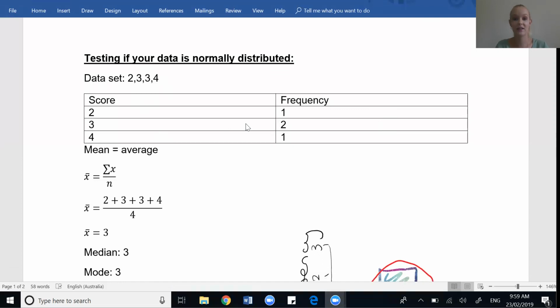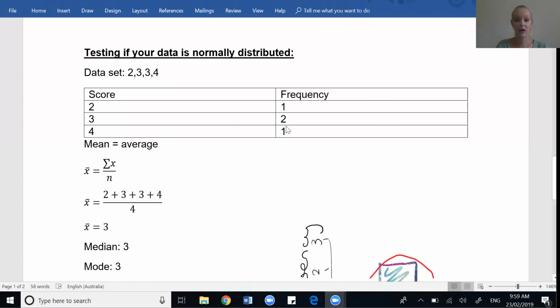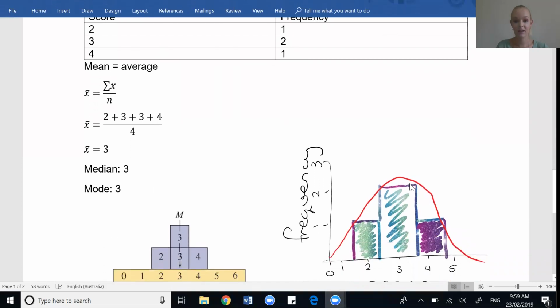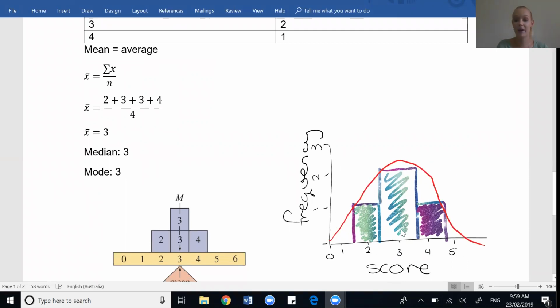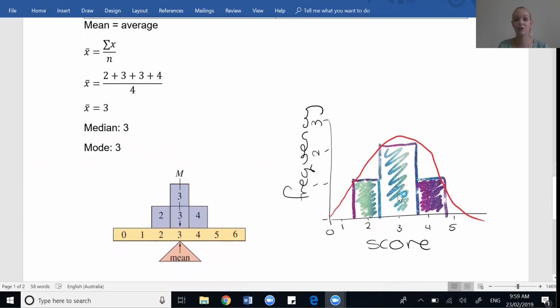To definitively state that our data is normally distributed, we can graph it into a histogram. So here's the histogram that I've roughly graphed up for you. We have our scores along the x-axis, 1, 2, 3, 4, and 5, and we have our frequency along the y-axis, 1, 2, and 3. Our score of 2, as mentioned in the table, only occurs once. A score of 3 occurs twice in our data set, and a score of 4 occurs once. You can clearly see that this is symmetrical about the mean, median, and mode, hence making it normally distributed data.